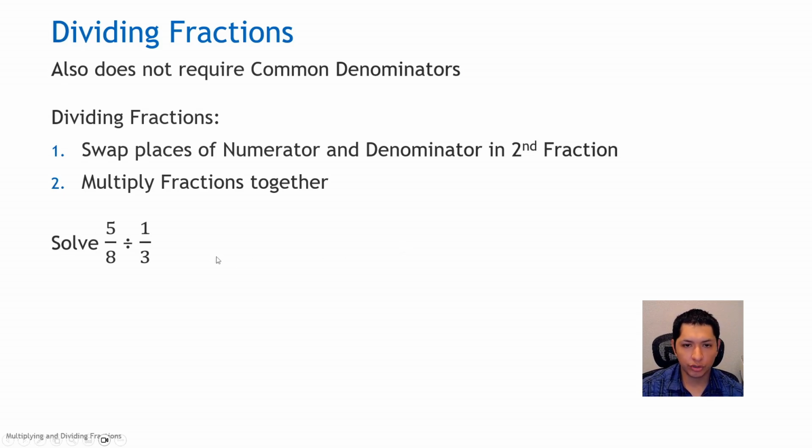And the first thing that I'll note is that the second fraction in this case is the 1 over 3. It's literally the second fraction that is mentioned in the division problem. The first step says to swap the places of the numerator and denominator. You trade places of where they are. The 1 is the numerator, so it now becomes the denominator, and the 3 is the denominator, and it becomes a new numerator. You're just flipping the location of the numbers.